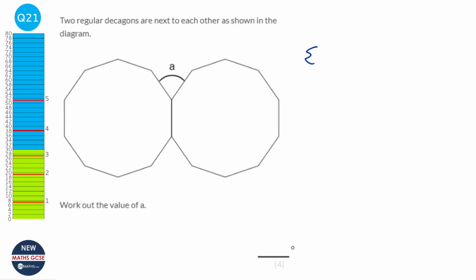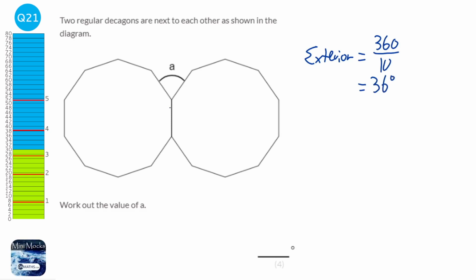To find the exterior angle of any polygon, we do 360 divided by the amount of sides. These are decagons, which means they have 10 sides. So the exterior angles will be 36 degrees. And the exterior angle is just an angle that kind of continues on. You just continue on from the side. So this one here is the exterior angle of the left-hand decagon, and this one here is the exterior angle on the right-hand decagon.